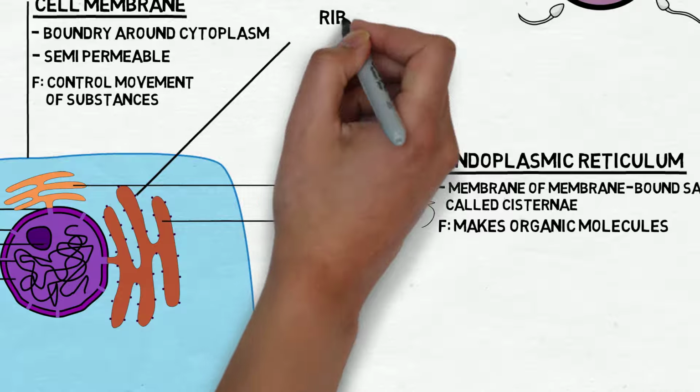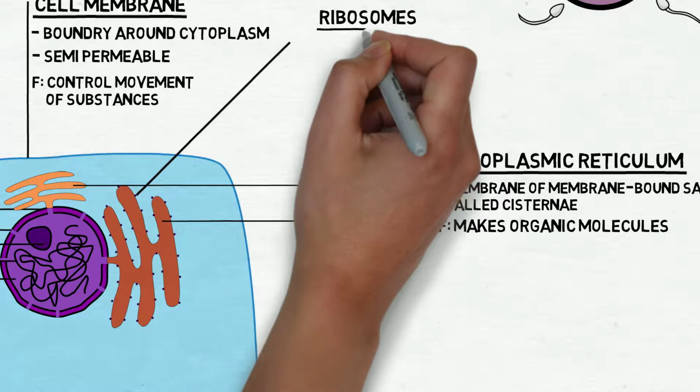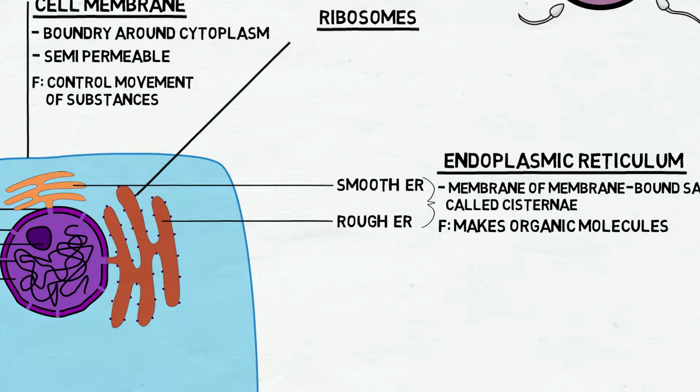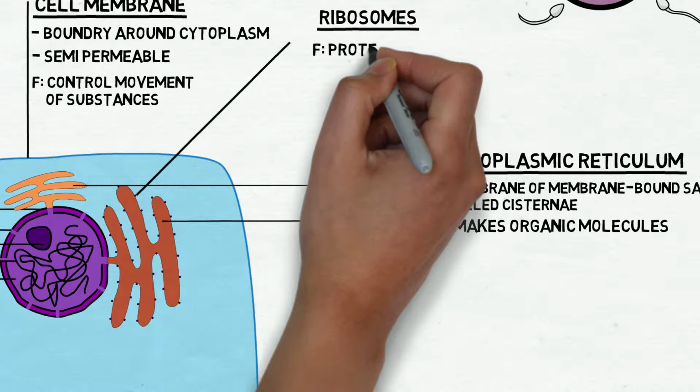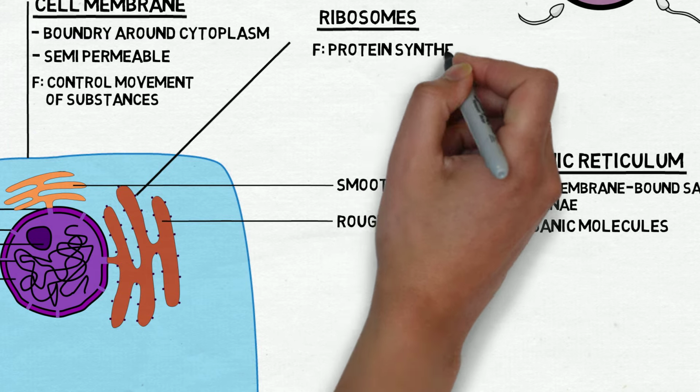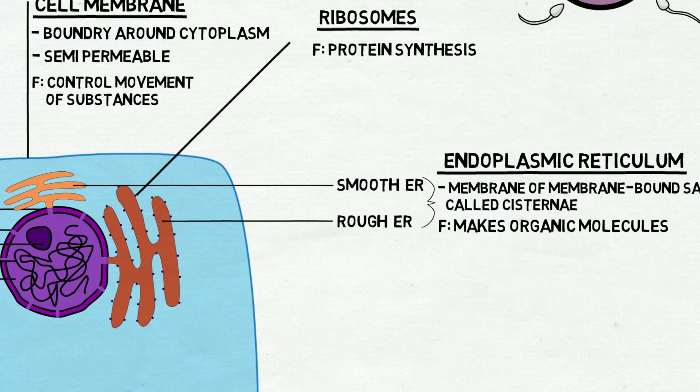Ribosomes, like these found around the ER, but also in the mitochondria, chloroplasts, and in the cytoplasm, are the main sites of protein synthesis. Synthesis is just a scientific word to describe the process of combining things to make something else, like combining amino acids to make proteins. So ribosomes make all kinds of proteins needed throughout the cell.